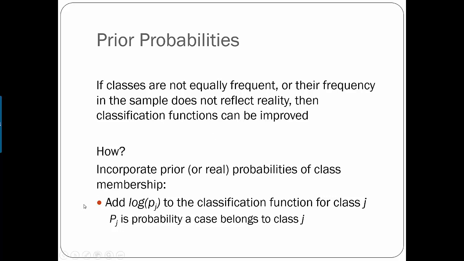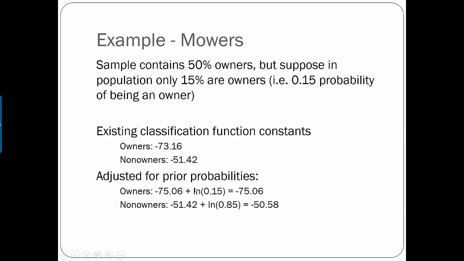So how do you do that? You add log of P sub j, where P sub j is the probability that a case belongs to class j. So that's your prior probability. If you have two classes, 5% and 95%, then you will find log of 0.05 and log of 0.95 for the other class, and you will add that to your discriminant function.